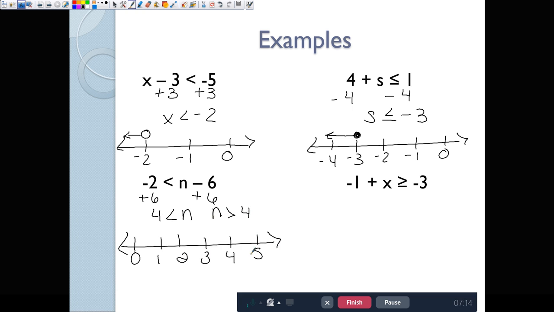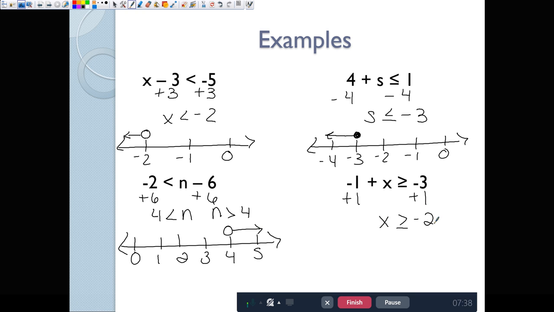And is this going to be open or closed? Open. And it's greater than, so it's going to the right. Okay, here I'm going to have to add 1 to both sides. So did I multiply or divide by a negative number? No. You see how I am asking myself that, or asking you guys that? You should be asking yourself that when you're solving the problem.